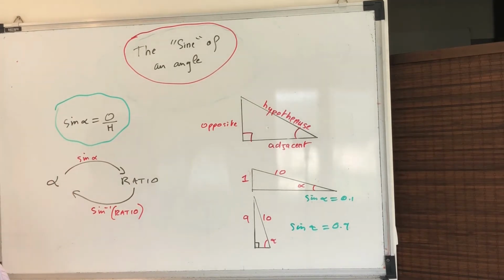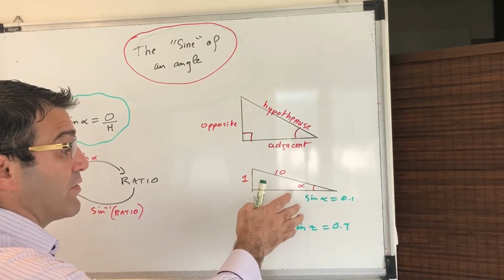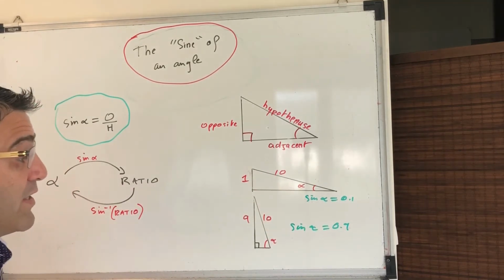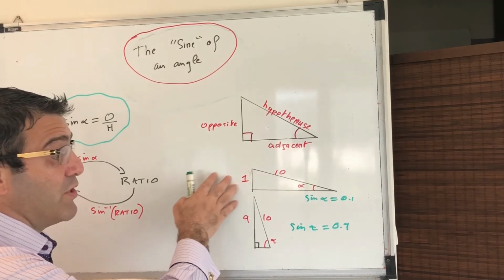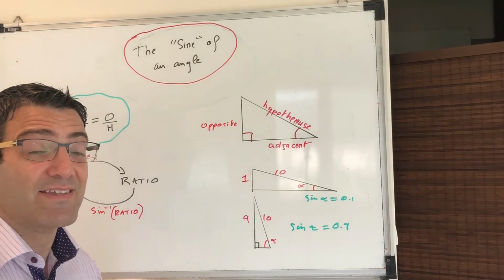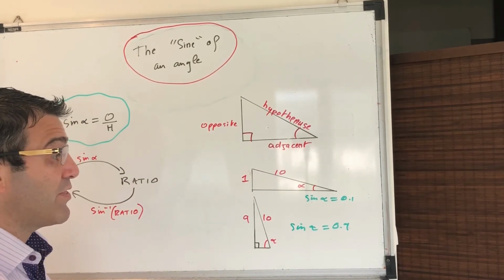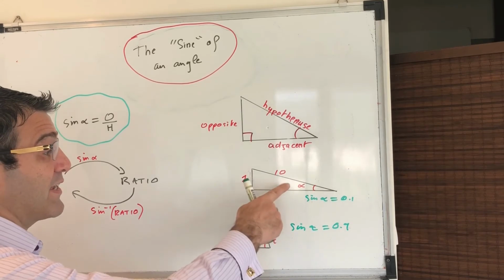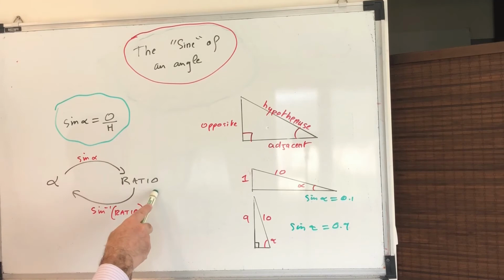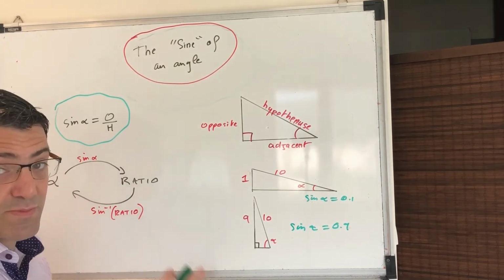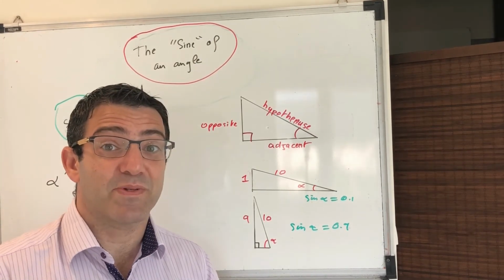Now that makes a lot of sense, right? So think of it this way. The bigger my opposite side, the bigger the ratio, the bigger the angle, okay? The smaller my opposite side, the smaller the ratio, the smaller the angle. This is why sine is an aperture kind of ratio, where you think about the opening of the opposite side against the angle. Now, if you want to go from the angle to the ratio, you press the sine key. If you want to go from the ratio back to the angle, you press the inverse sine key on your calculator.